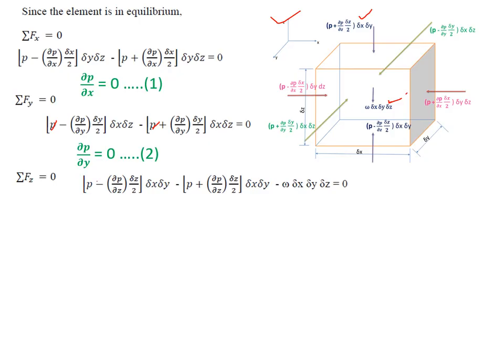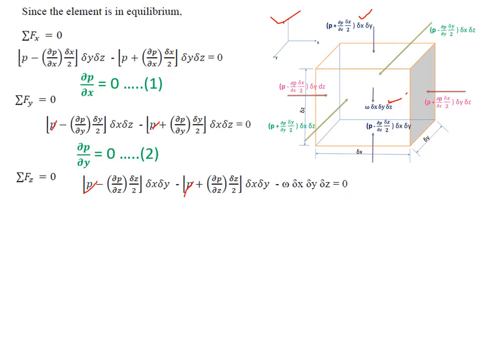Now here you can find that this will get cancelled out with this, because one is plus and this is minus. So we have again the same thing as the previous case. Minus dou p by dou z delta x delta y delta z, half and half will be 1. If we cancel throughout delta x delta y delta z, then you will get dou p by dou z is equal to minus w. So it is not 0 here, it will be minus w.